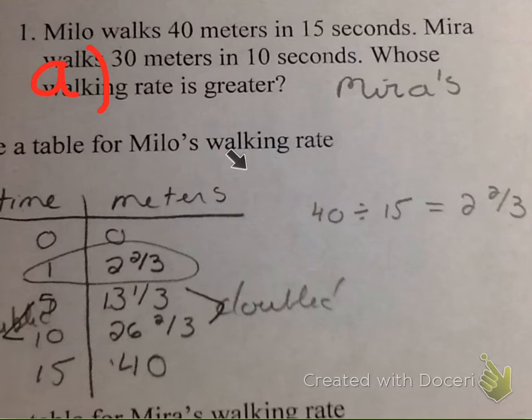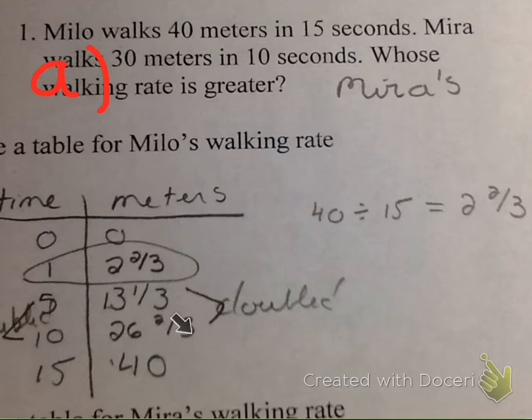And now I have to make a table. So I know if there's no time, there's no meters. At 1, it's 2 2/3. At 5, it's 13 1/3. At 10, it's 26 2/3. And at 15, it's 40. And I don't really care what values you had in here. You could go 0, 1, 2, 3, 4, 5. You could do like I did and skip around on your X's as long as these values are correct.